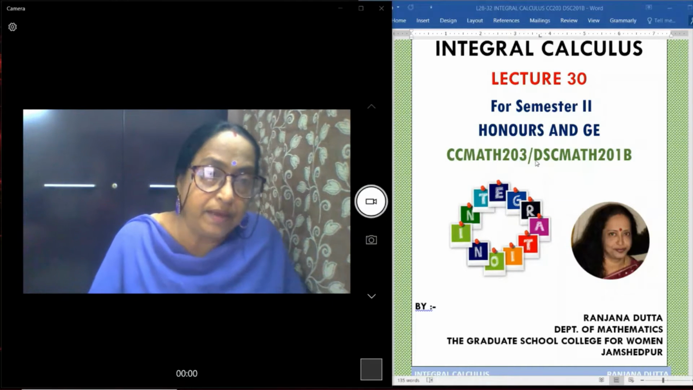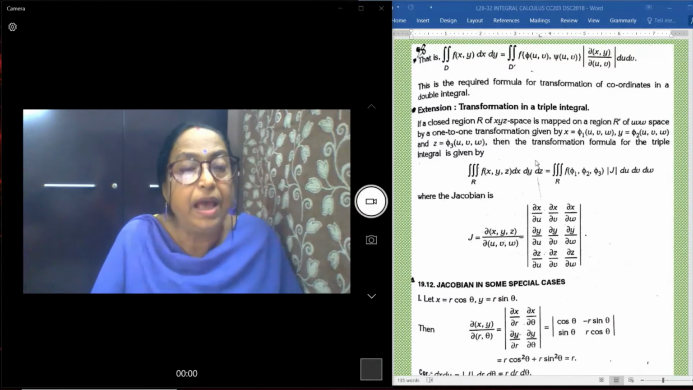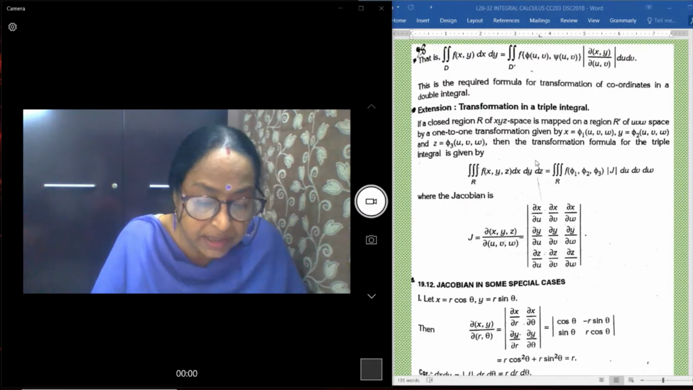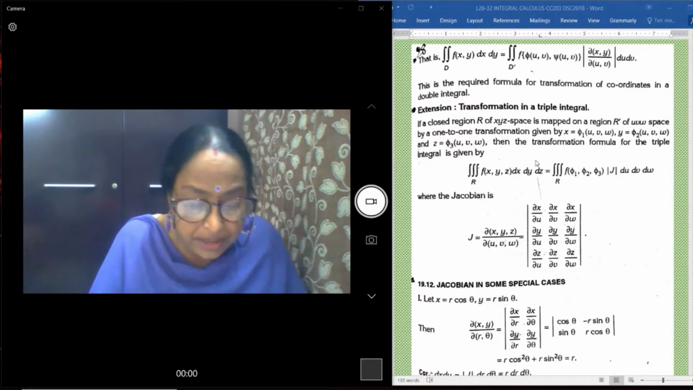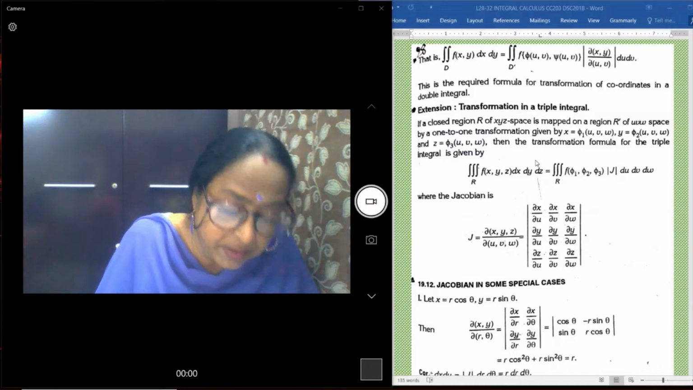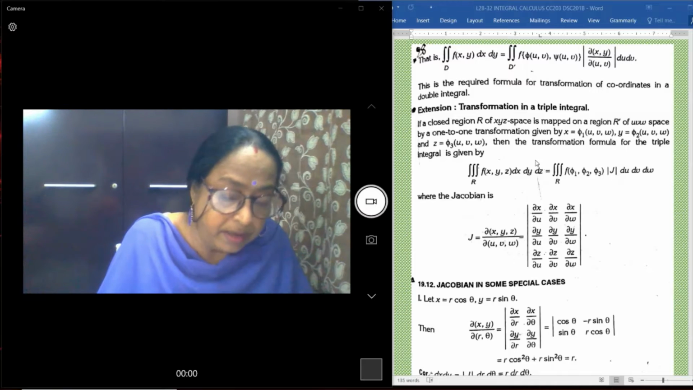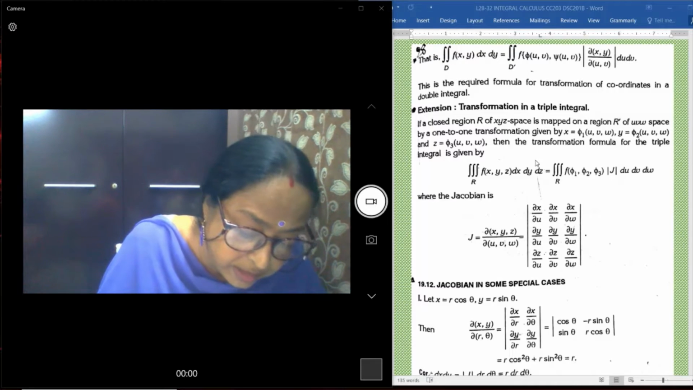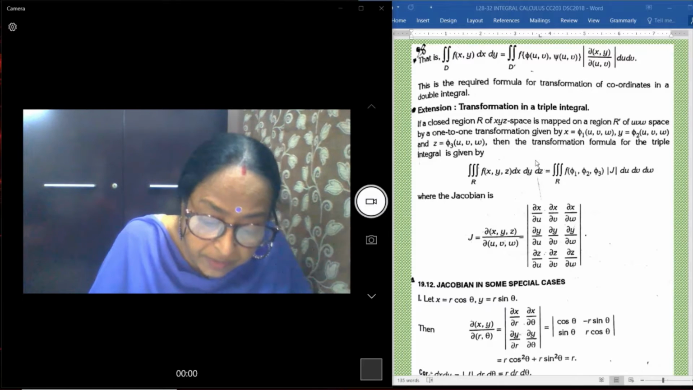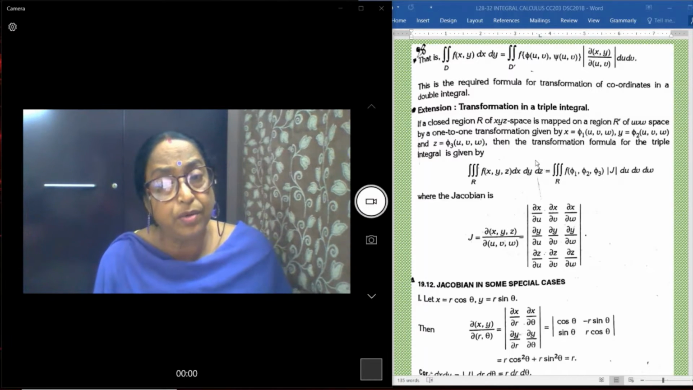Today we will discuss the transformation of multiple integrals, and in this we will first discuss the triple integral. Suppose f(x, y, z) dx dy dz is given, and we are to transform it into another function f(phi 1, phi 2, phi 3), with phi 1, phi 2, phi 3 in u, v, w form. So we can transform it into u, v, w form.